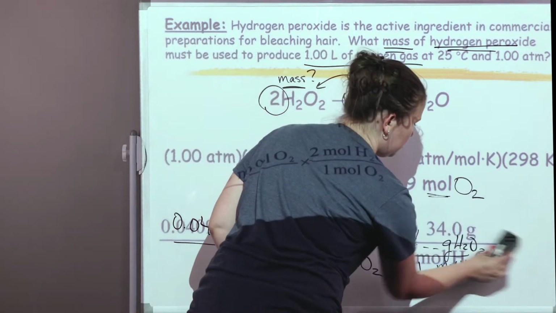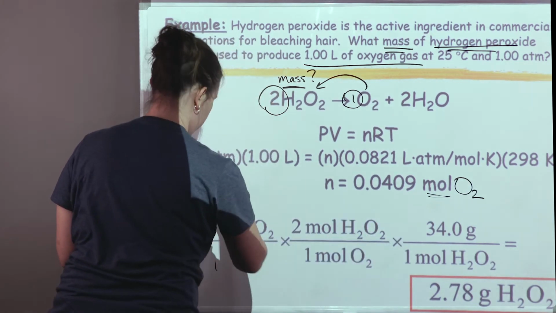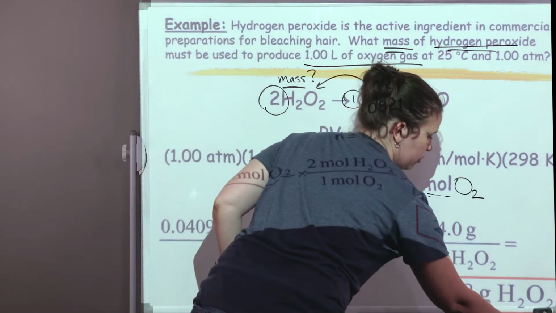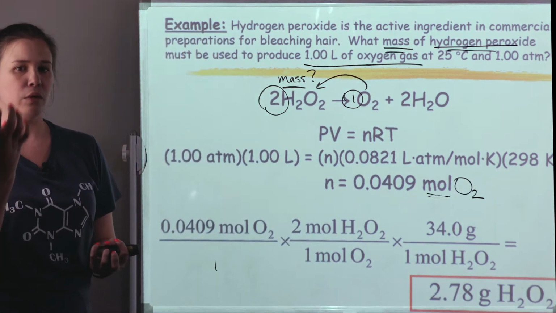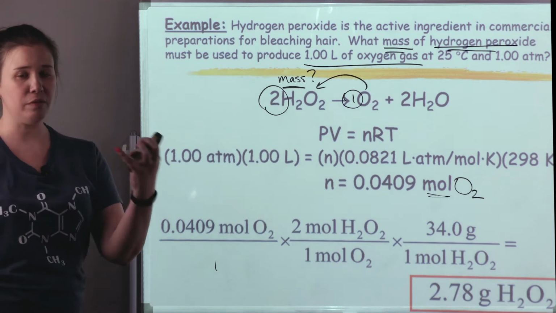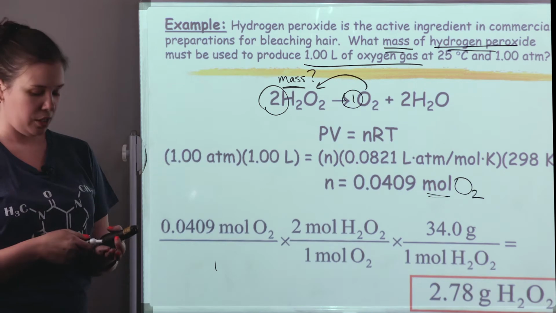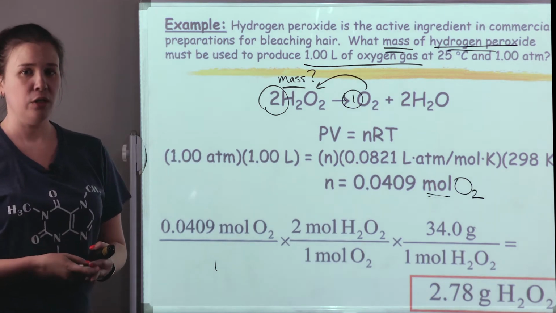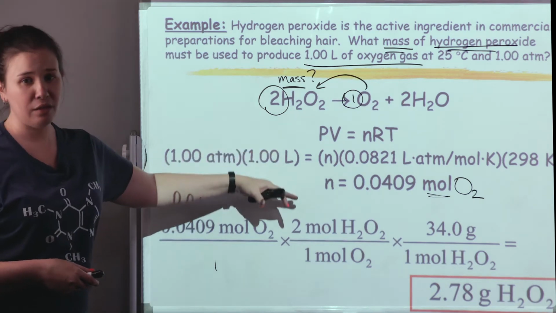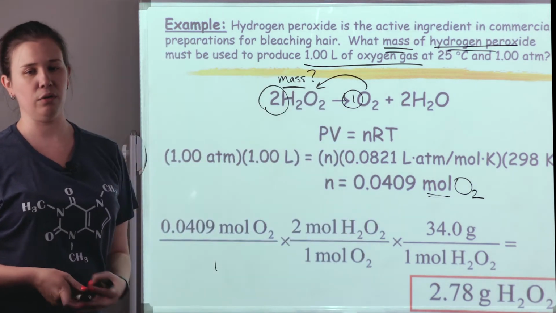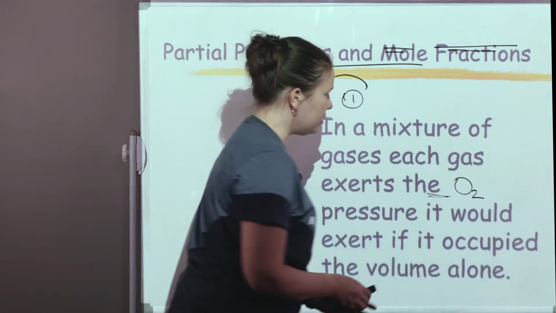So let's see what that is. Specifically, 2.78 grams of H2O2. So this is essentially combining 2 skills that we've learned already. We already went over the ideal gas law, and we've already gone over mole conversions. So now we're just putting those together in the same question, and that's what gas stoichiometry is all about. Using a gas law and then using stoichiometry to convert whatever you find moles of into whatever it's asking for of the other substance.